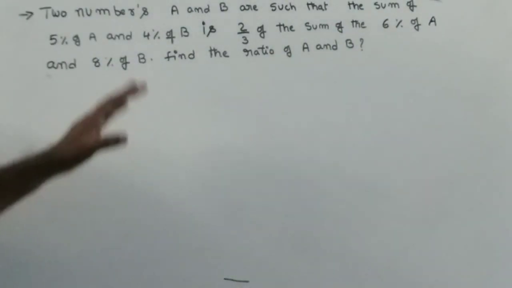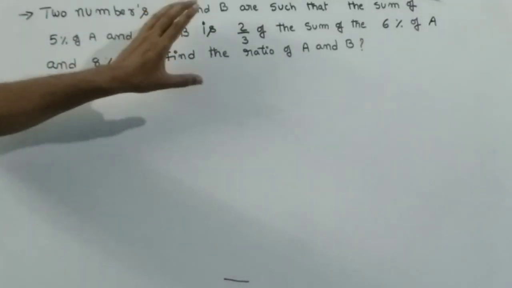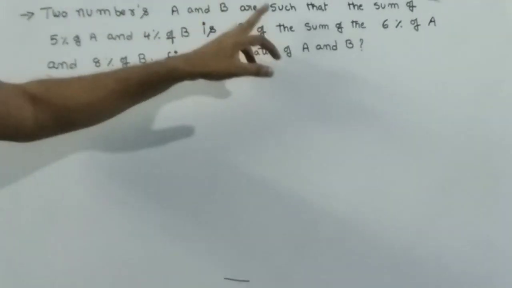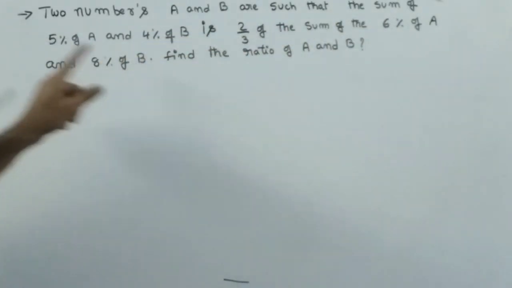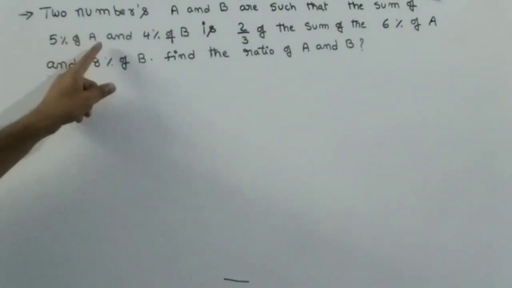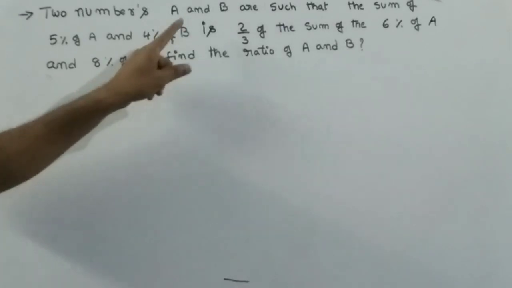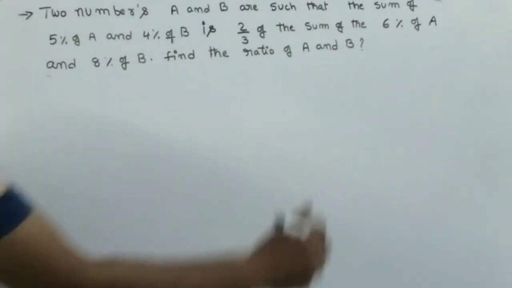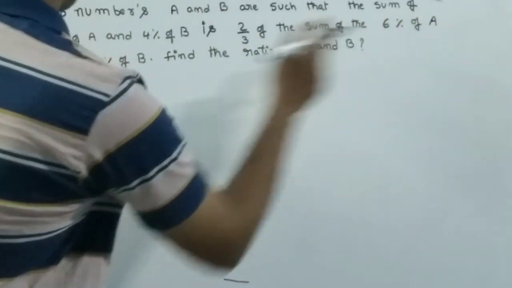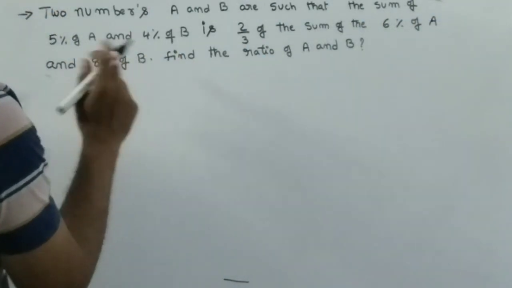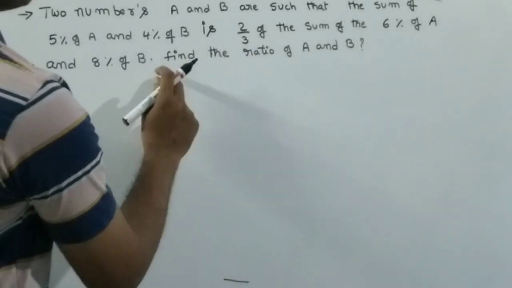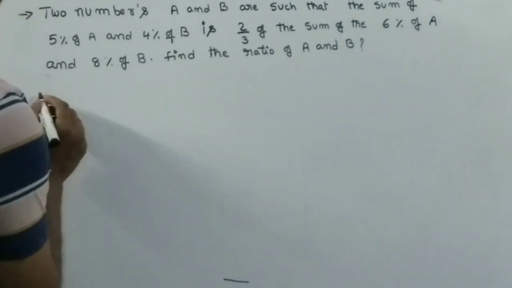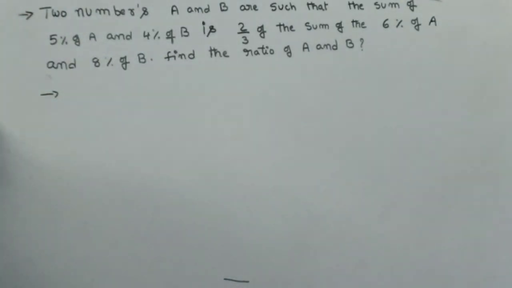See friends, first we have to understand the question. What has he given? He has given two numbers such that the sum of 5% of A and 4% of B is 2/3 of the sum of 6% of A and 8% of B. What has he asked? He asked to find the ratio of A and B. First step, we will see like this.